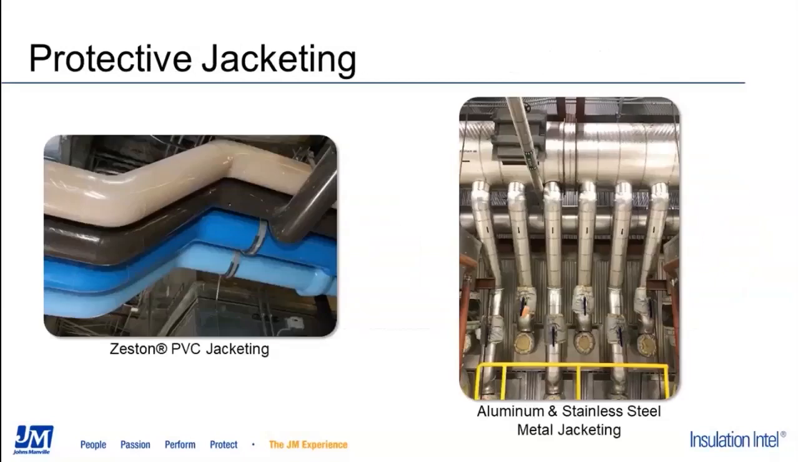Finally, I'll touch briefly on some different materials that can be used as protective jacketing. Again, protective jacketing can be an important consideration for a system or parts of a system that may be in an area of high traffic to help ensure system integrity throughout its life. There's PVC jacketing like JM Zeston products, which come in 2 different gauges and 14 different colors. There's also various aluminum and stainless steel jacketing that JM also offers.